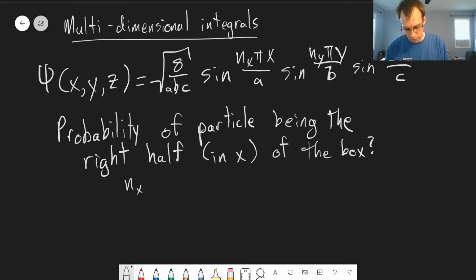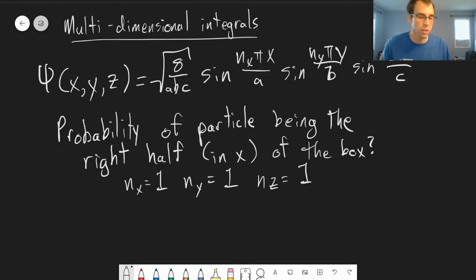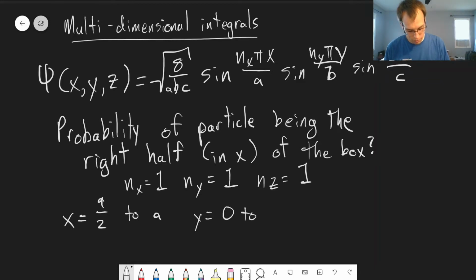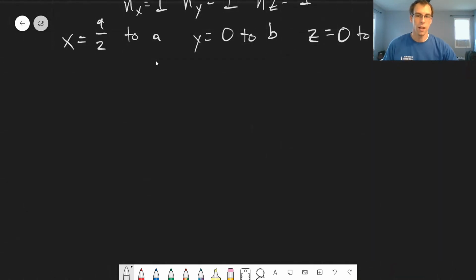Let's say it's the ground state, the lowest energy one, where all the quantum numbers for each dimension are equal to 1. We could do this for any of the particular eigenfunctions. When we say right half of the box, we need to define what we mean. So x from a over 2 to a, and for y we're going over the whole range from 0 to b, and for z also the whole range 0 to c.